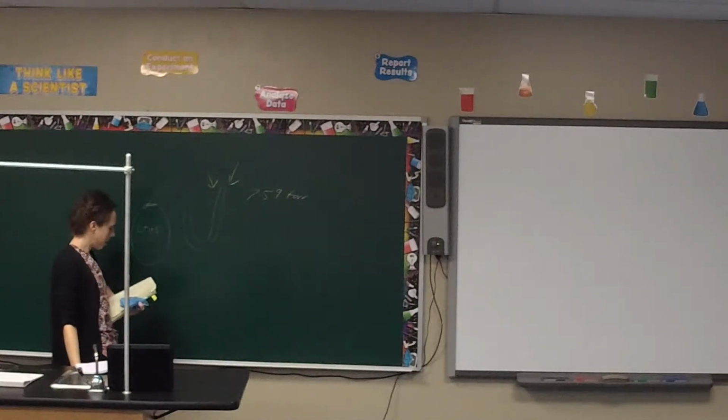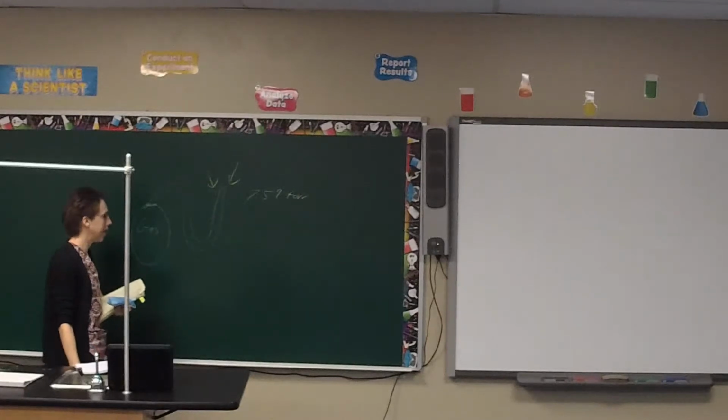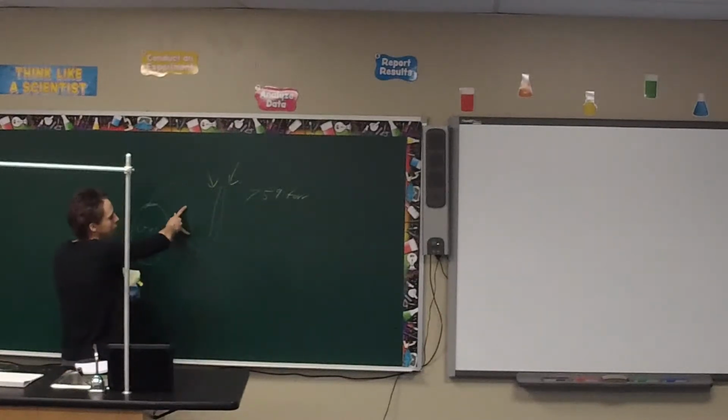So it says the mercury level is 37 millimeters higher on the side open to the gas. So it's higher this direction. Which one's winning, the atmosphere or the gas? Atmosphere, because it's higher on the gas side. So that means the gas is weaker than that.